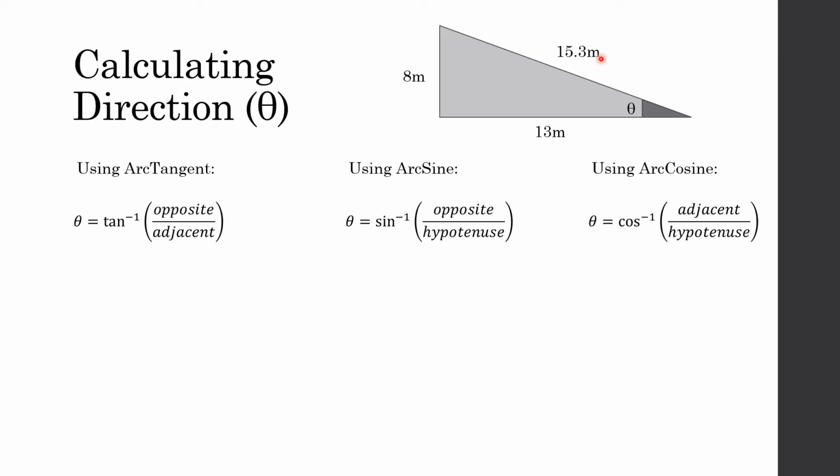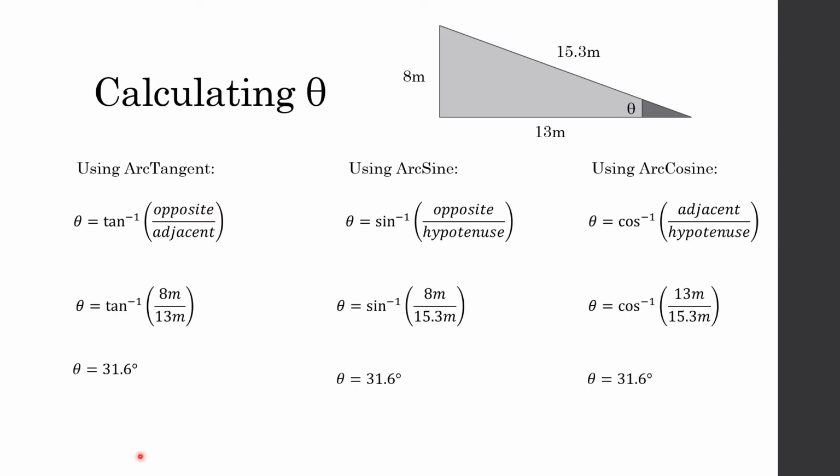Okay, so in order to not do a bunch of extra work, I would recommend using arctangent when you're given the components. So that's going to be your opposite over your adjacent side, or your y component over your x component. And you can see if we use inverse tangent, we get 31.6 degrees. And then if you look to the right, you can see that if we use arc sine or arc cosine, we get exactly the same thing.